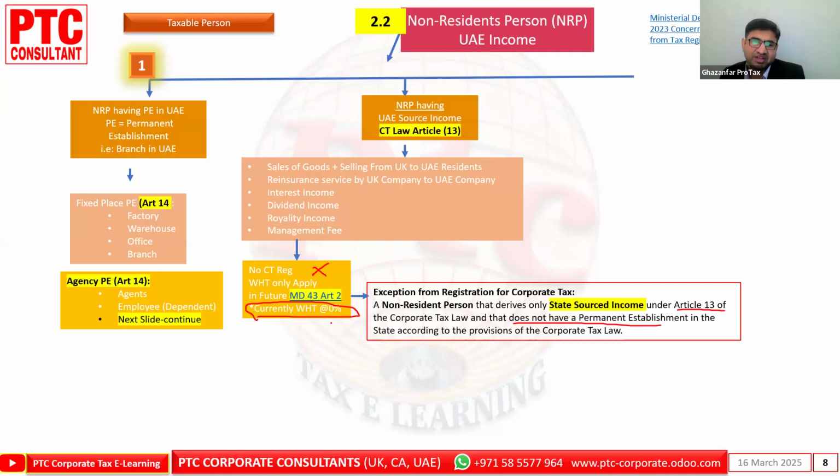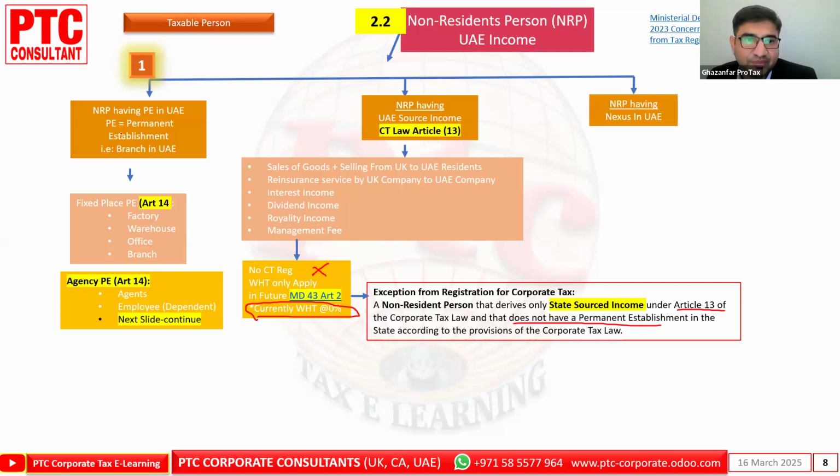Here one exception is there if you're generating only the state source income. Then you are not required to do city registration under the exception, but you will pay withholding tax in future. That tax is withheld at source, deducted at the source, while the vendors, the customers paying from UAE to the outside, will deduct the relevant amount like 5%, 10% and pay it to the UAE authority, but currently it is 0%.